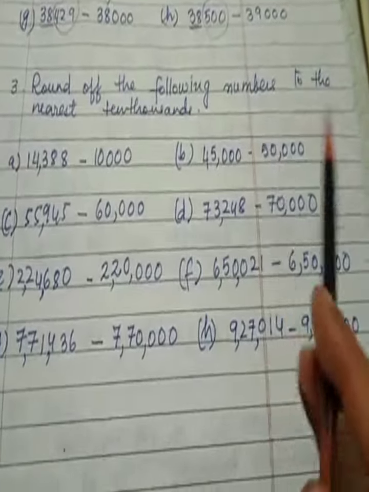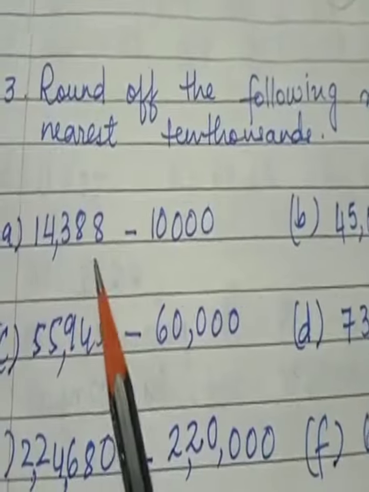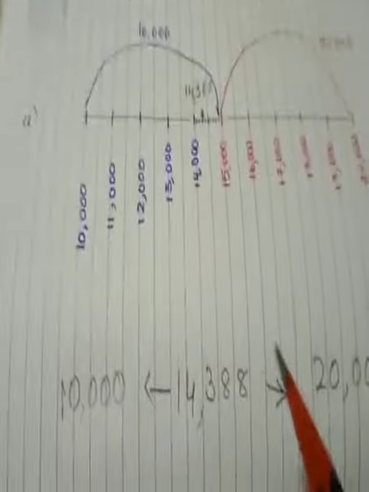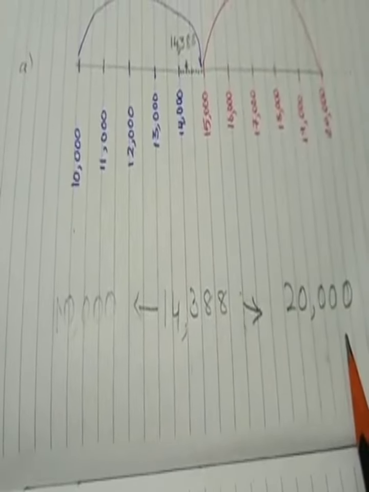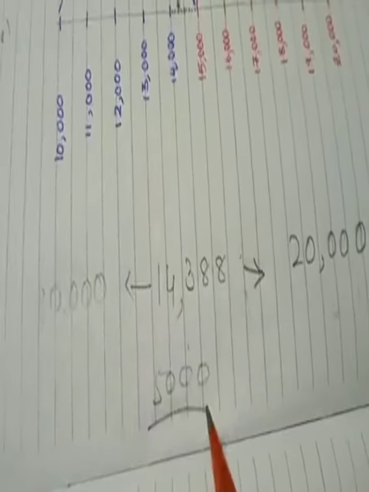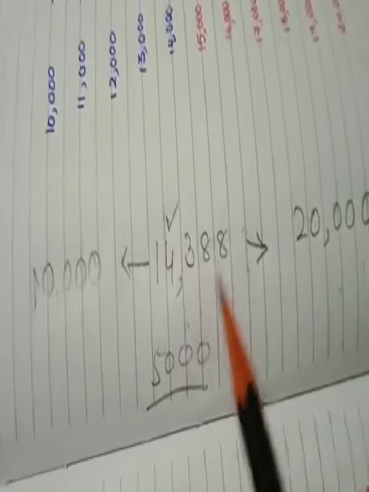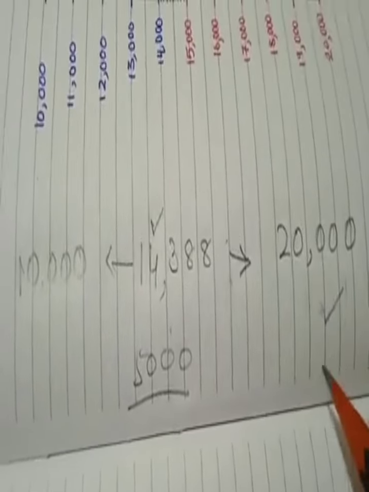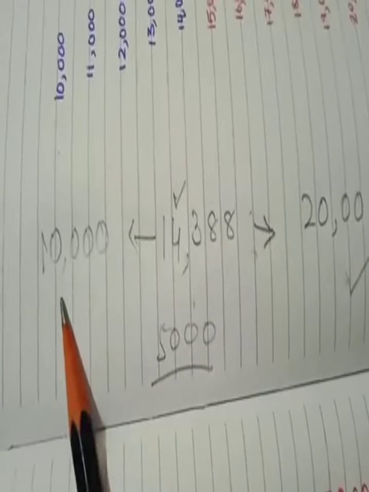Next question is: round off the following numbers to the nearest 10,000s place. The first number is 14,388. Let us shift to the rough page, where 14,388 will either be rounded to 10,000 or to the next 10,000, that is 20,000. And what will be the deciding factor? What is half of 10,000? 5,000. So the thousands place here has to be 5. If it is 5,000 or more, it will go to the next 10,000. If it is less than 5,000, it will be converted into 10,000.